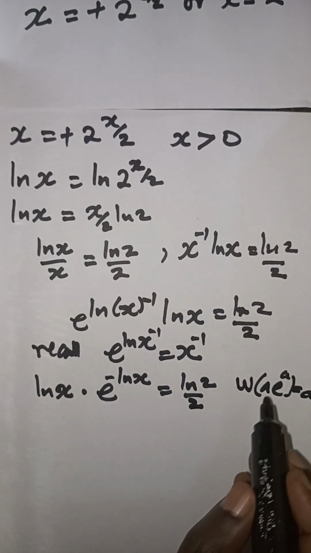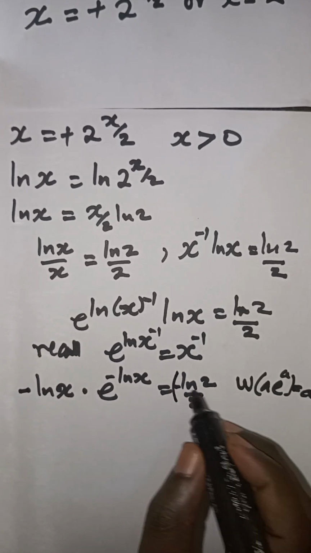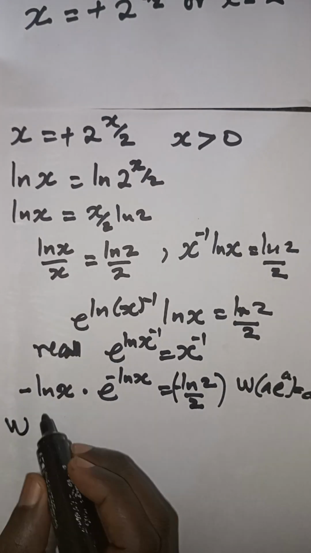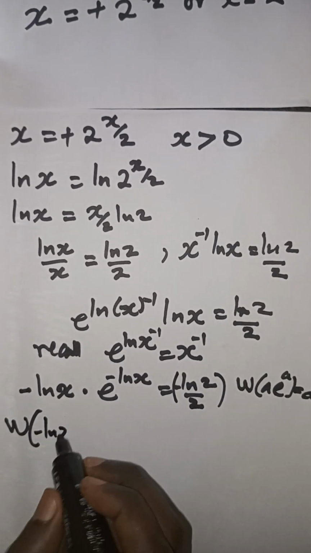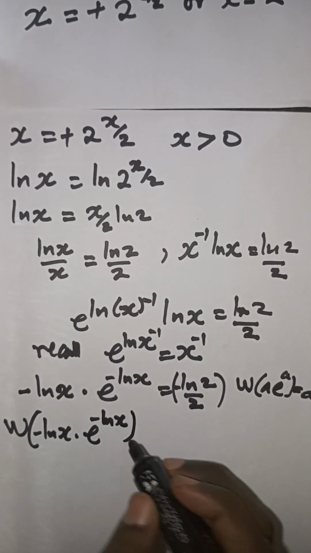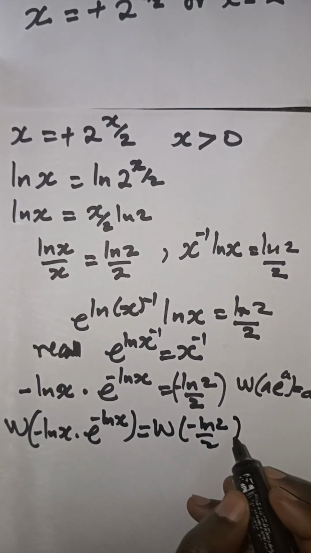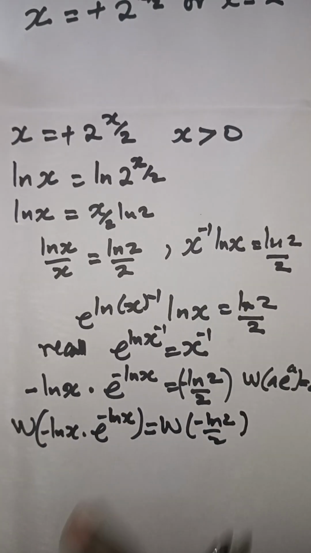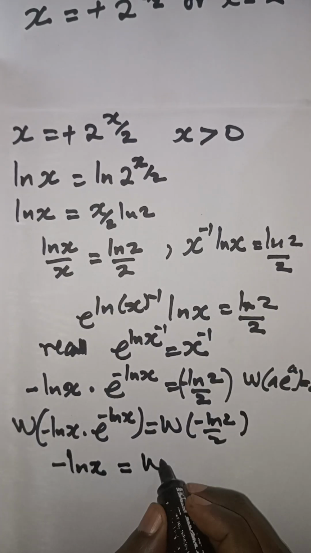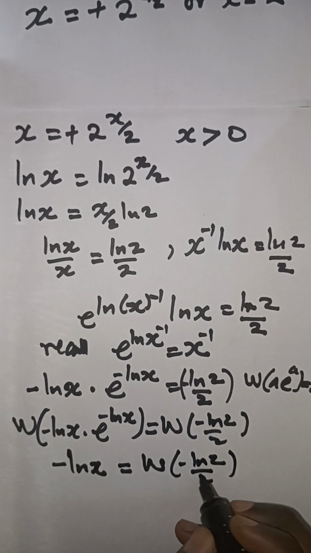Then rewriting this to look the same as this, I'm going to introduce a negative on both sides of the equation so that it looks alike. So when I take the W of this side, negative ln of x multiplied by the exponential of negative ln of x is equal to the W of negative ln of 2 divided by 2. Of course, when you take the W of this, you're going to get negative of ln of x is equal to the W of negative ln of 2 divided by 2.